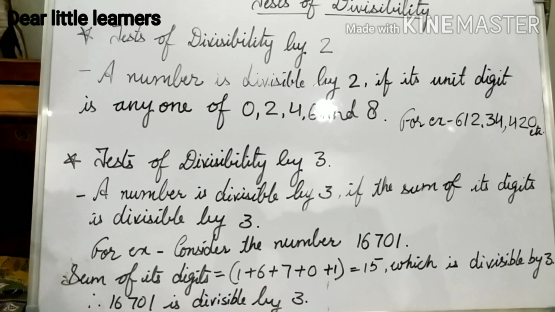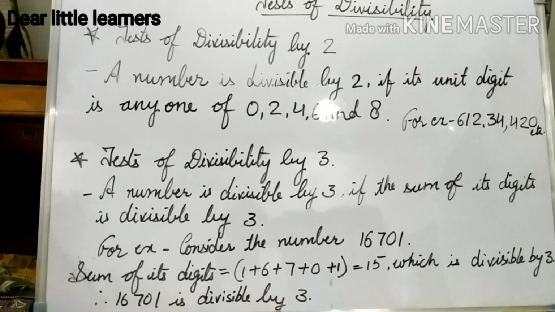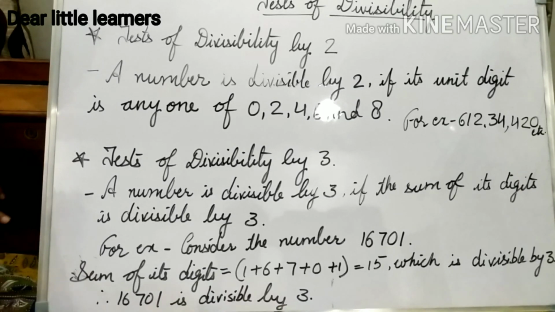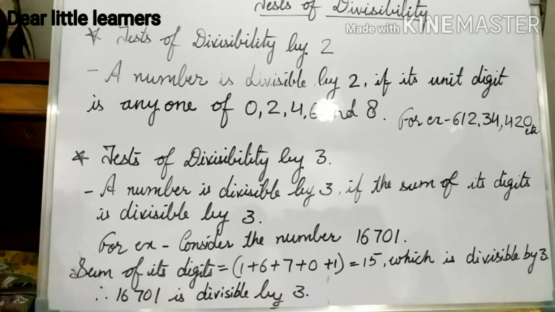That means 16,701 is divisible by 3. Okay children, I hope you have understood test of divisibility by 2 as well as test of divisibility by 3.